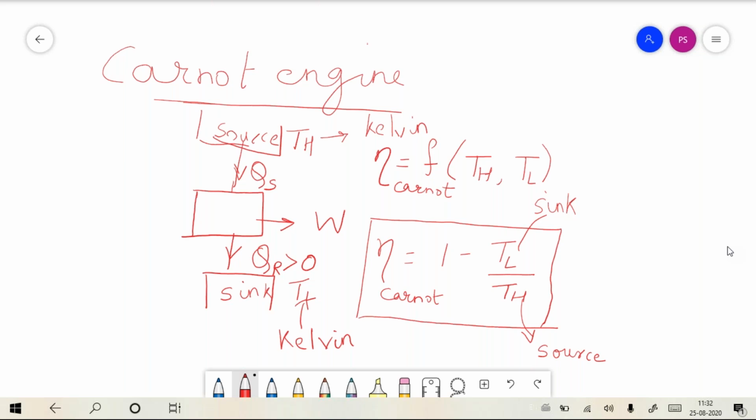What is the least rate of heat rejection per kilowatt of work output? Okay, I'll repeat the question once again. A Carnot engine operates between 800 degrees centigrade and 30 degrees centigrade. What is the least rate of heat rejection per kilowatt of work output? Okay, solve this.